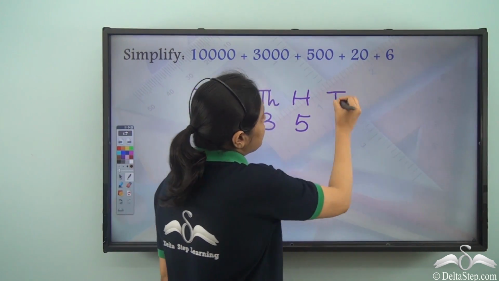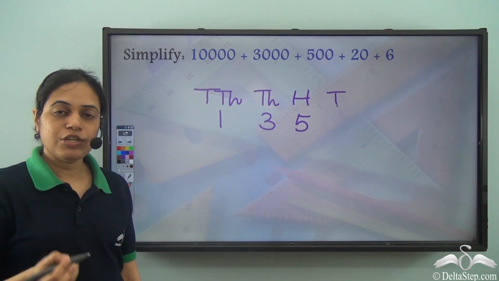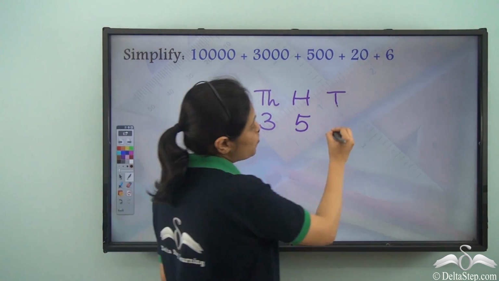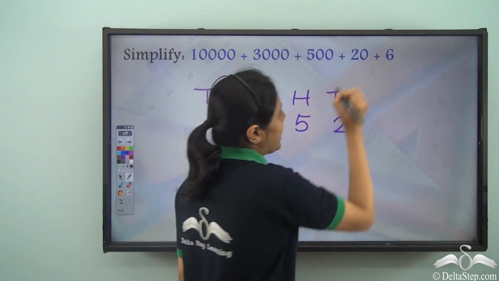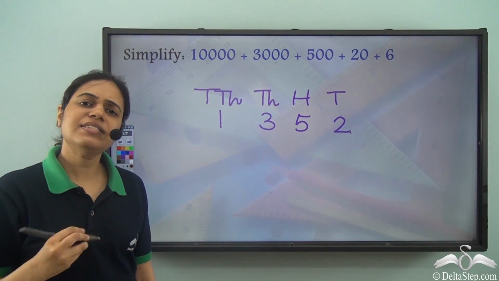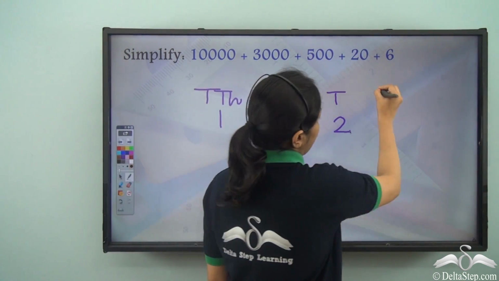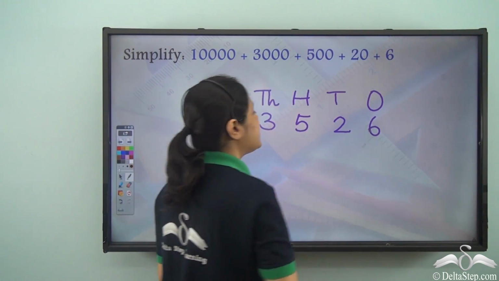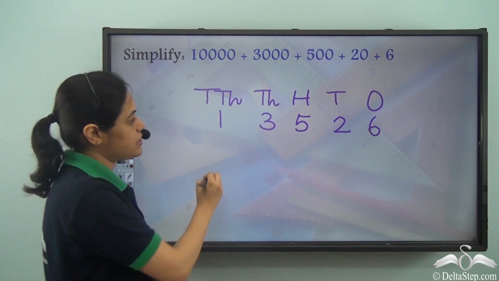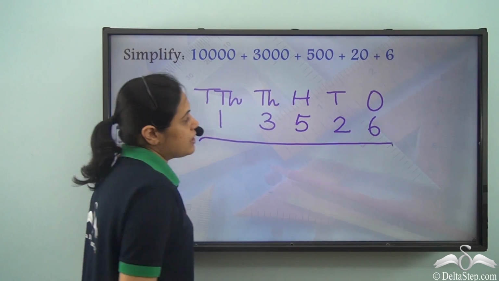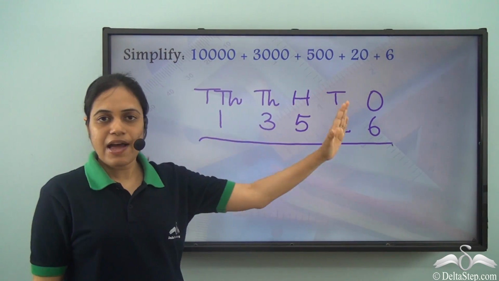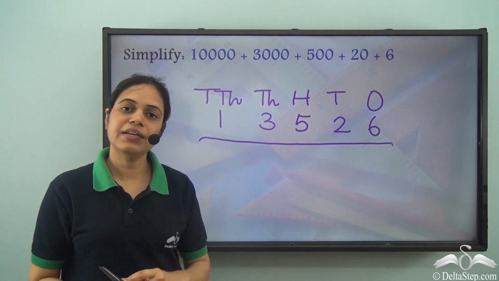20 means 2 into 10. So 2 tens, that is 2 is in the tens place. And I have a 6 here. That is 6 into 1. So I have 6 ones. That is 6 in the ones place. So simply by looking at the place values, I can get my number.